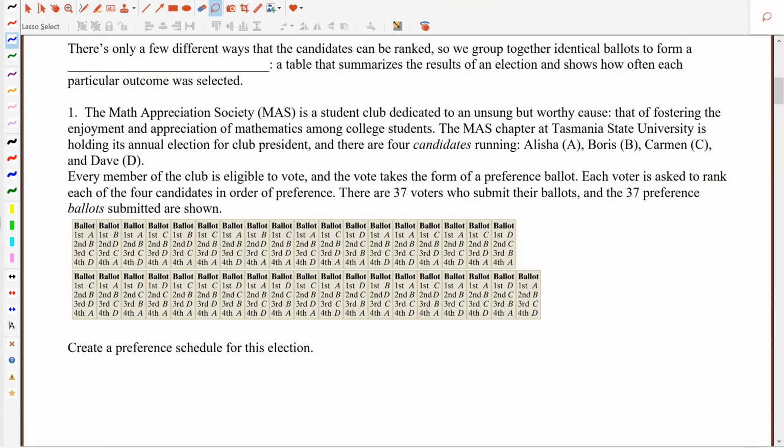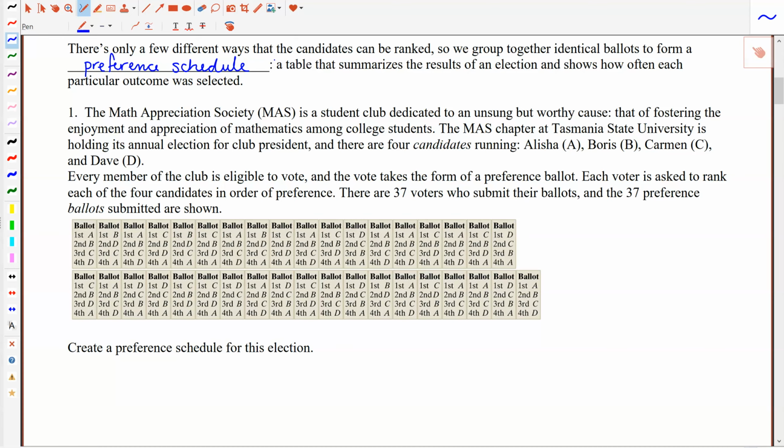Now once ballots are submitted, there's only going to be a few different ways that the candidates can be ranked. So we can group together any identical ballots to form what is called a preference schedule, which is a table that summarizes the results of the election, and it shows how often each particular outcome was selected. So we're going to take a look at this example that we're going to return to several times throughout this unit.